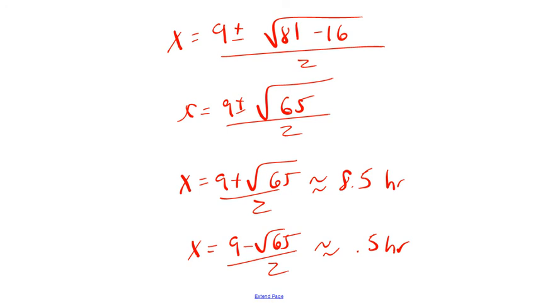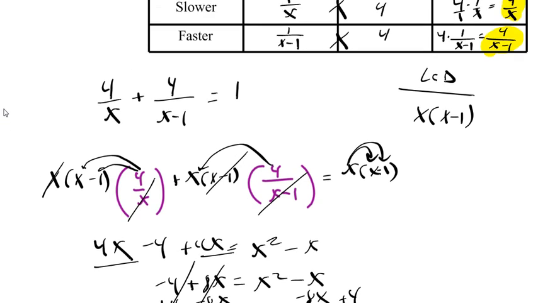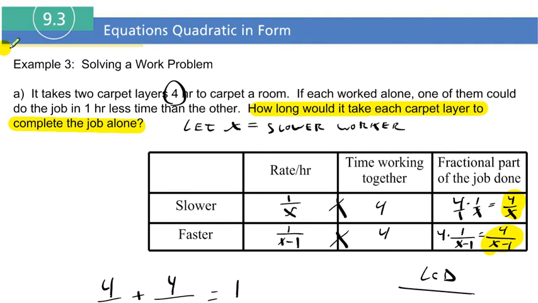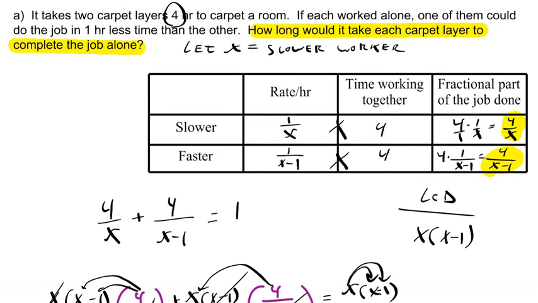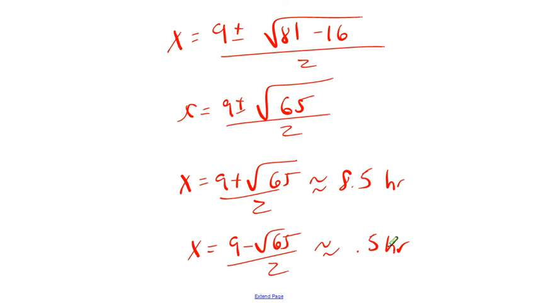Okay, so let's make sense of this now. If you go back up to the top, x represents the slower worker. Now it's not possible to have the slower worker... well, okay, yeah, you could do it one time in 8.5 hours, and then one time do it in 0.5 hours, but that would be kind of weird. Like that means he's super fast and then he's super slow. So actually one of these answers is not correct.